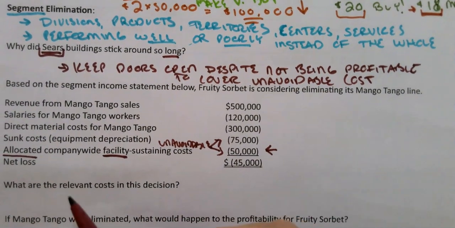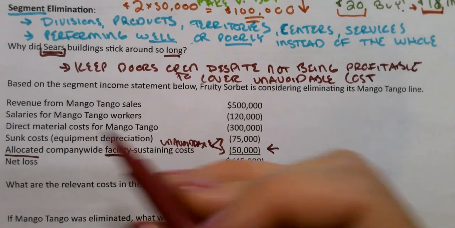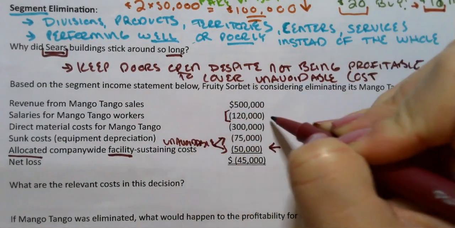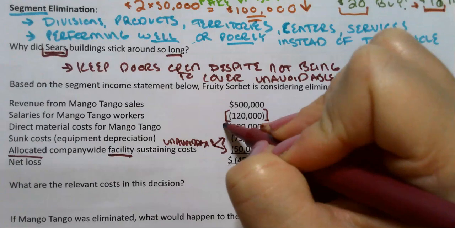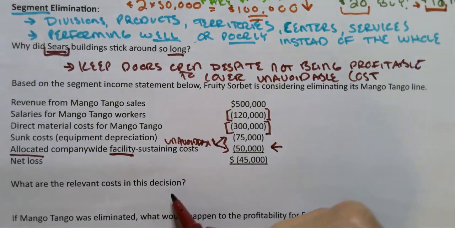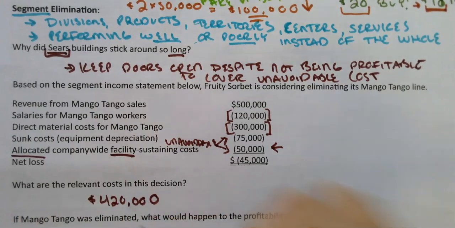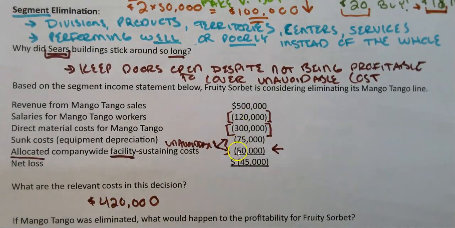All right, so what are the relevant costs in this decision? Well, if we get rid of Mango Tango, then we're definitely going to get rid of the salaries to pay the workers, and we don't have to worry about the costs. So what are the relevant costs? Well, that's just the $420,000. That's all that's relevant in this situation when it comes to this line.